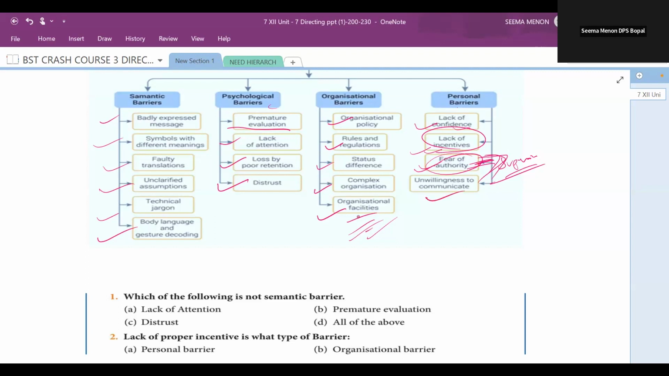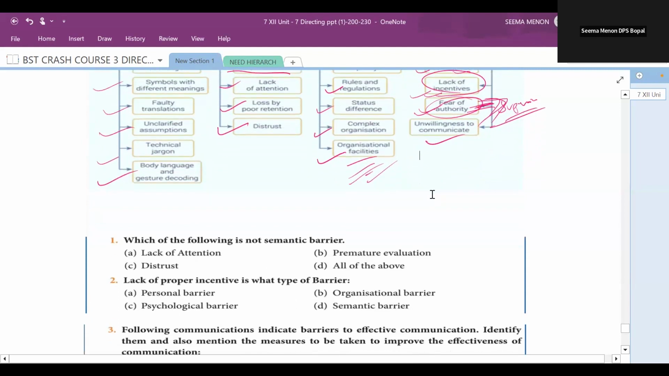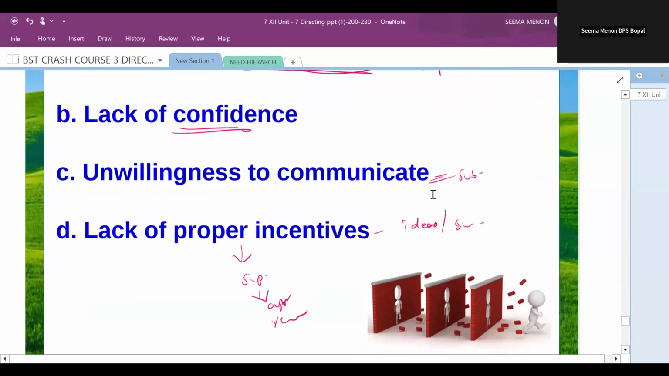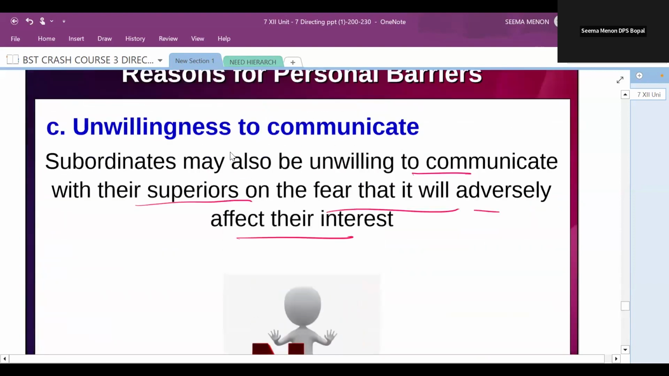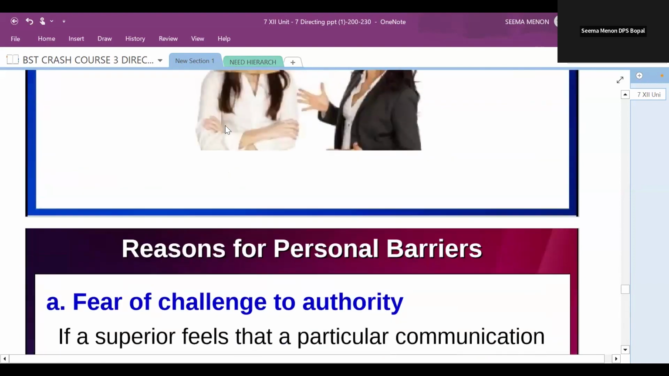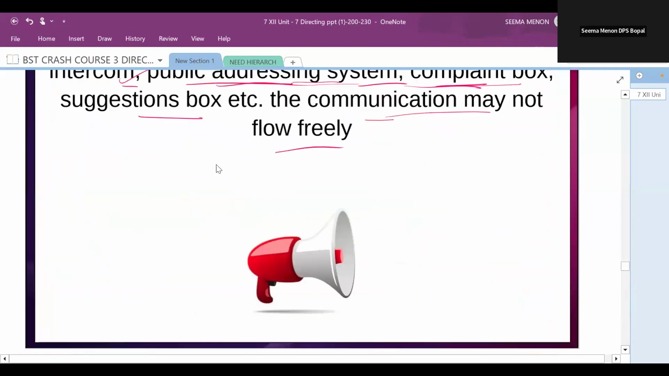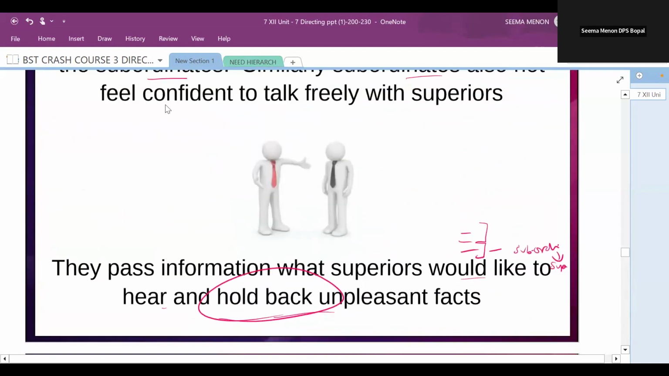Unwillingness to communicate. Sometimes the bottom level or the subordinates have a fear of their superior authority, so they will not communicate effectively. These are the various types of barriers in effective communication. Just to go through, if any doubt, you can ask me.